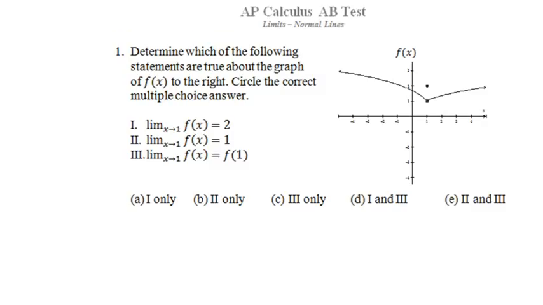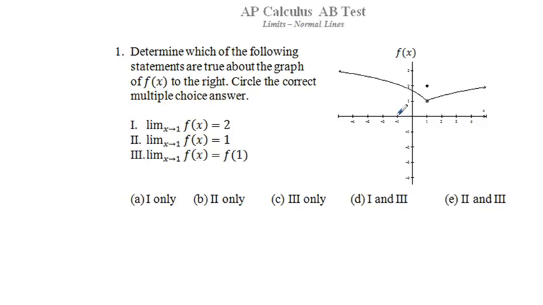This is an AP Calculus test on limits through normal lines. First problem: determine which of the following statements are true about the graph of f of x to the right. Circle the correct multiple choice answer. You're given three scenarios, Roman numerals 1, 2, and 3. The first scenario is the limit as x approaches 1 of f of x equals 2.